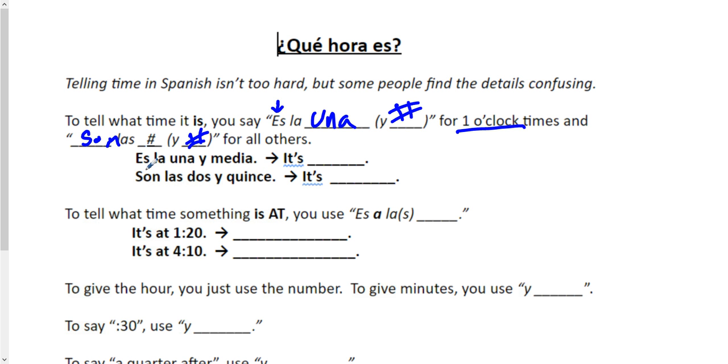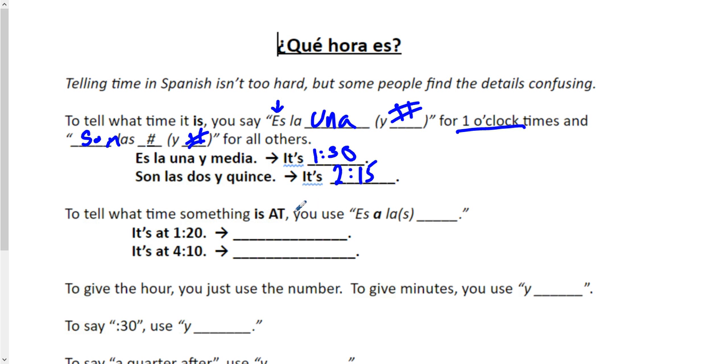So let's look at this example in Spanish. Es la una, it's 1, and media. Media means 30. Okay? Son las dos, it's 2, and y 15. And if you remember from your new chart, 15 is 15. Okay?